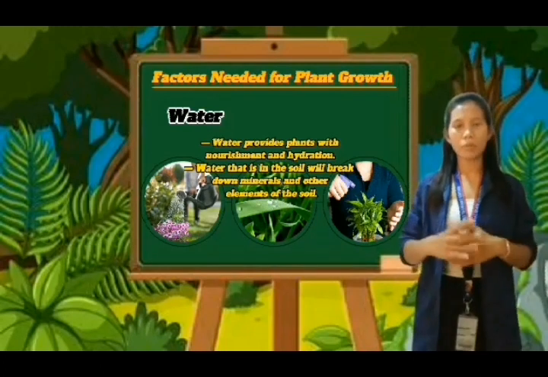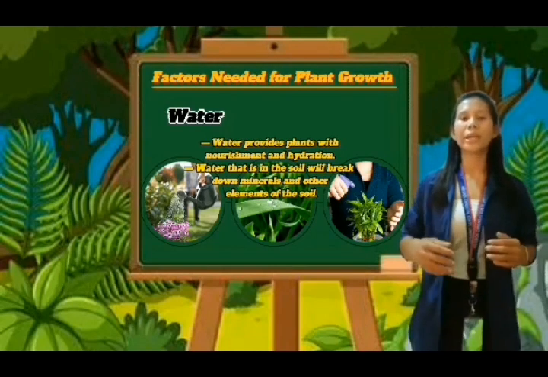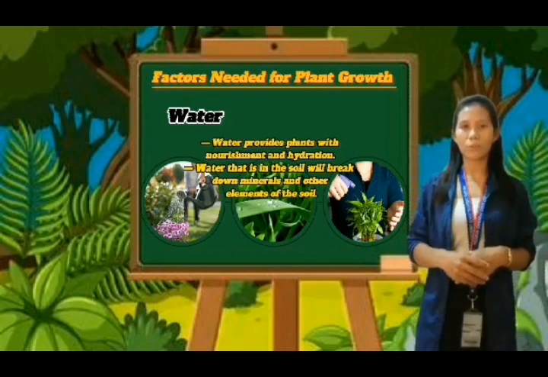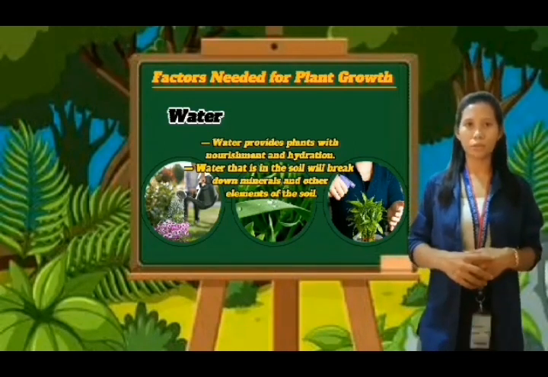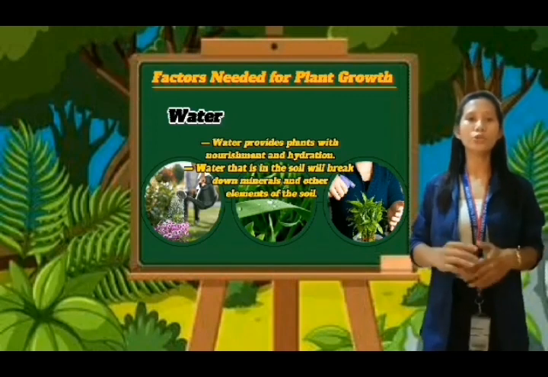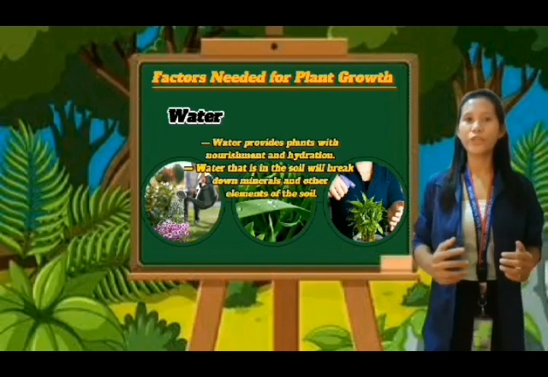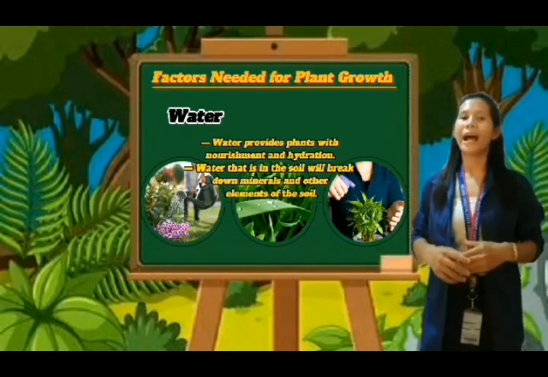When the plants absorb water through their roots, they will also be picking up nutrients that will travel to the cells of the plant. However, providing too much water can also cause plants to die. So it is important that you look up information about how much water your plants need and be sure to provide them with this amount in order to promote healthy growth.